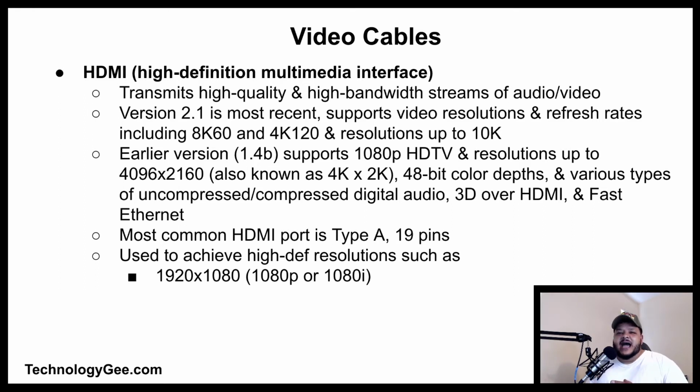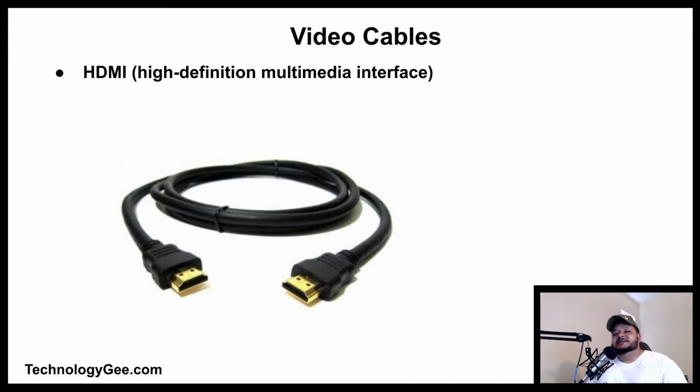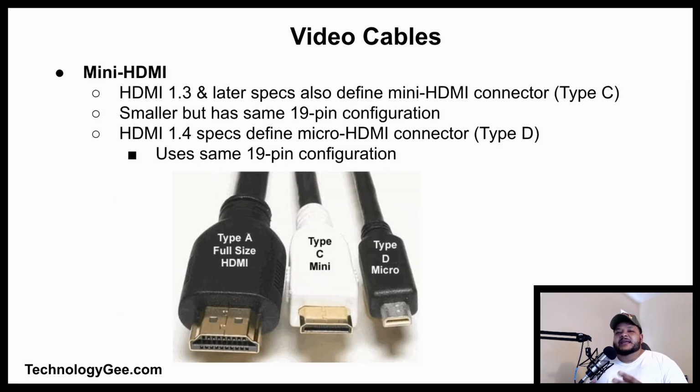It is used to achieve high definition resolutions such as 1920 by 1080, which is also known as 1080p or 1080i. And here is a pretty little picture of a standard HDMI cable that you probably have lying around your house somewhere. Then we have what is called the mini HDMI. So the HDMI 1.3 and later specifications also define a mini HDMI connector or Type C connector. It is smaller than the Type A plug, but has the same 19-pin configuration. The HDMI 1.4 specification defines a micro HDMI connector or Type D, which uses the same 19-pin configuration, but in a connector the size of a micro USB plug.